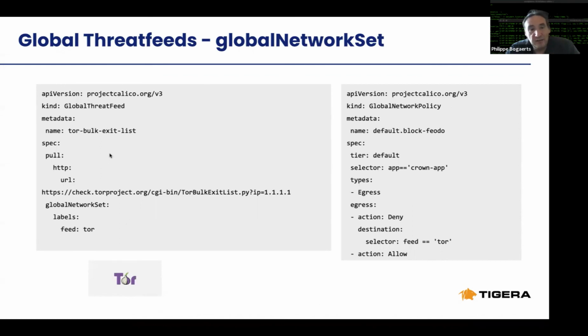For this kind of IP-based listing, we can also create a global network set. A global network set is something you can create in Calico as well as in Calico Enterprise, so that based on what is inside of these lists, you can block or allow traffic. Calico Enterprise allows you to pull the threat feed and convert it into the network set. If not, you have to do it manually.